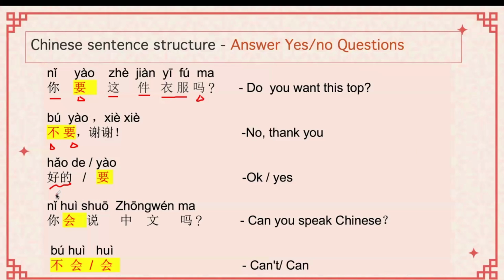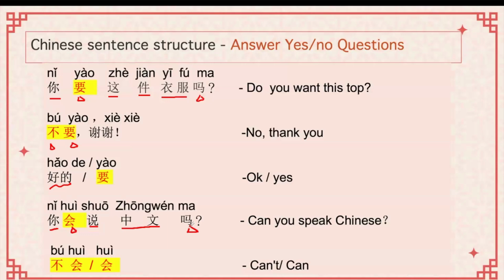And if you want to say, do you speak Chinese? 你会说中文吗？你 means you, 会 means can, 说 means speak, 中文 means Chinese, 吗 is the question particle we put at the end of the sentence.